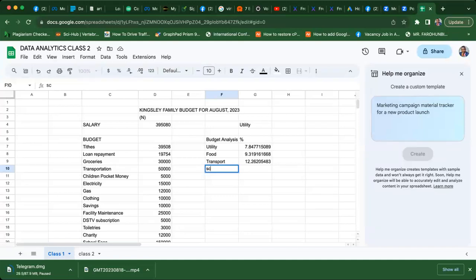School fee, talking about family development. You are developing your family. That is in D20. Equals, open bracket D20 divided by D24. You close the bracket times 100. What is that? 36%.